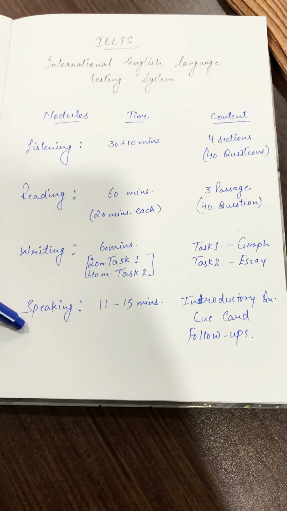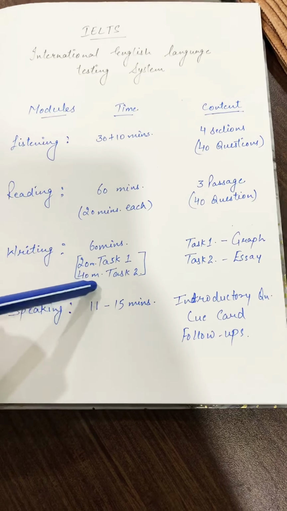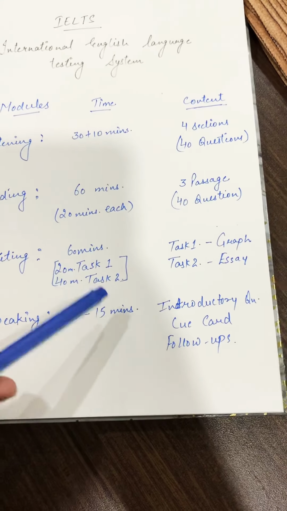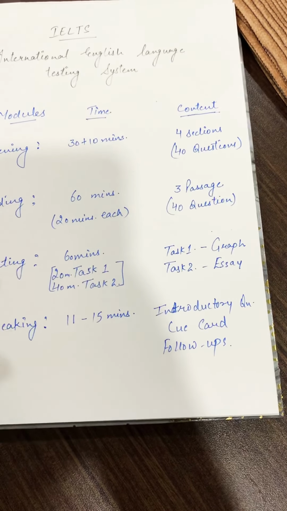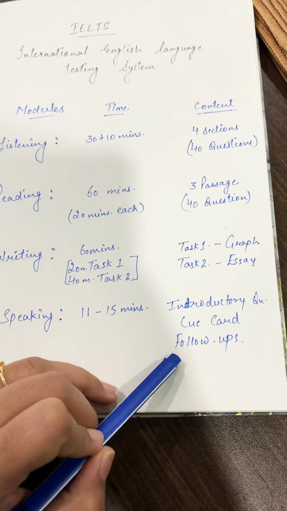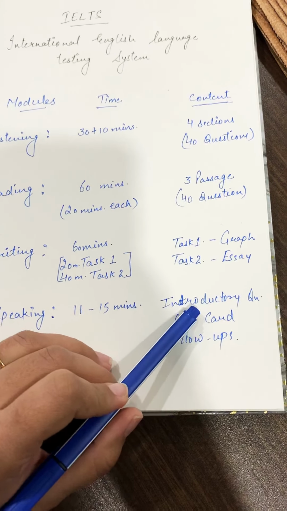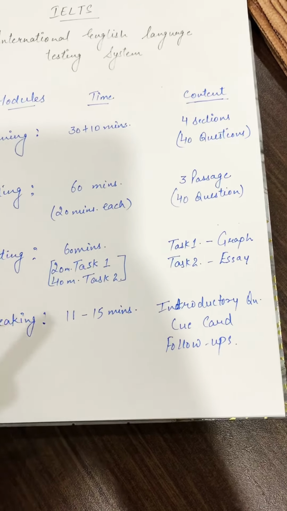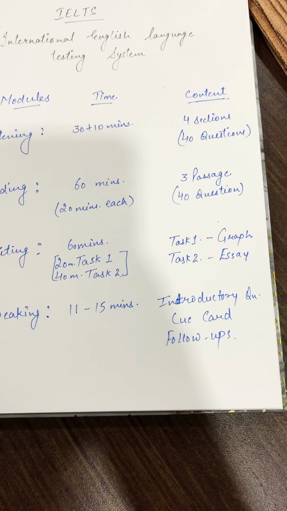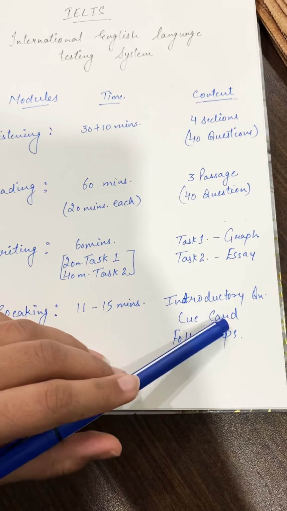Then moving towards the last module, that is speaking. Speaking is generally 11 to 15 minutes. It's a type of conversation between 2 people. It has 3 parts. In the very first part, there will be introductory questions, where the examiner will ask you a few questions that can be very general. Then in the second part you will be given a cue card.